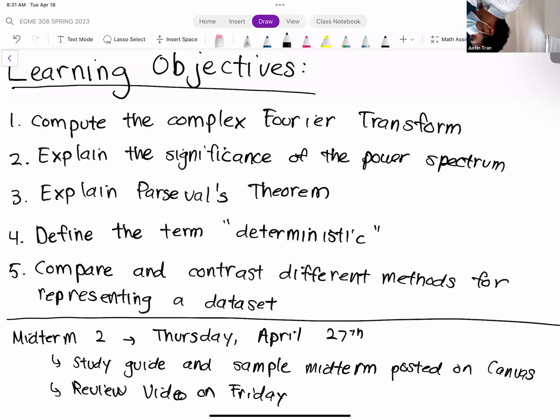Okay, so some announcements. Just like I announced last week, midterm 2 has been pushed back. Originally the date for midterm 2 was going to be this Thursday, April 20th. But we are a little bit behind in the class, and I originally planned to finish up Fourier last week. Because we're still finishing up this week, I pushed the midterm back a week. So the midterm is now going to be next Thursday, April 27th.